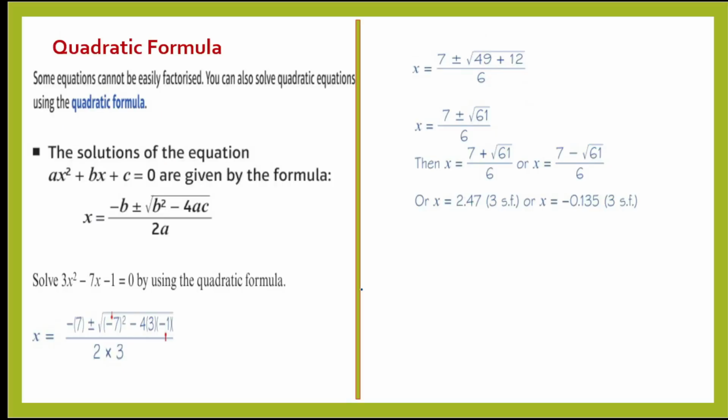Let's solve quadratic equations by using the quadratic formula. The formula is given by x equal to minus b plus or minus root of b square minus 4ac, by 2a. For example, 3x square minus 7x minus 1 equal to 0. Here a equal to 3, b equal to minus 7 and c equal to minus 1. Now applying directly the formula, we get x equal to 7 plus or minus root 61 by 6. That's x equal to 2.46 and x equal to minus 0.135 are two solutions.